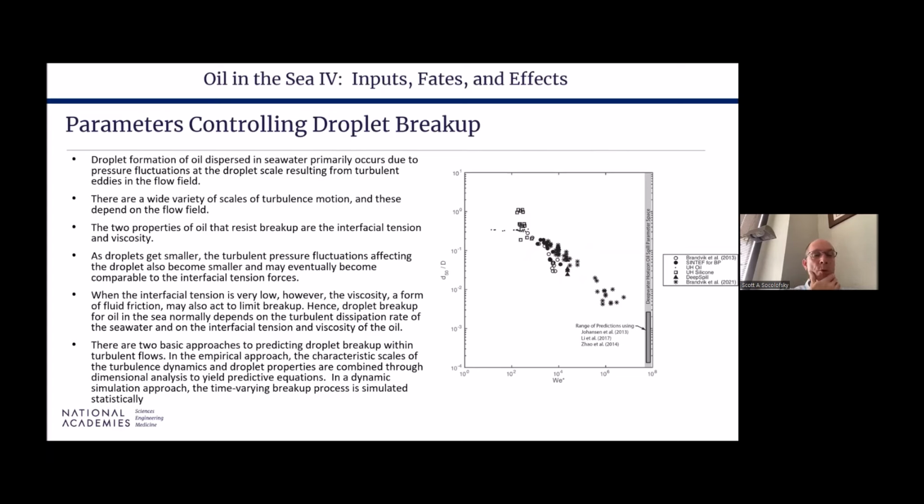So just a little more about bubble breakup and droplet breakup. Since Deepwater Horizon, several new models have been developed to predict droplet sizes. Again, droplet sizes are key because they set the surface area of the droplet, which determines the amount of dissolution. They set the rise velocity, which determines the residence time. And then those two things together determine what goes into the ocean and where. So droplet size has always been known to be a key element of oil transport in the ocean.